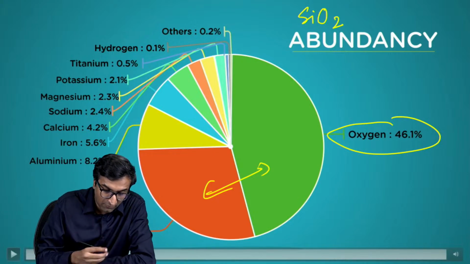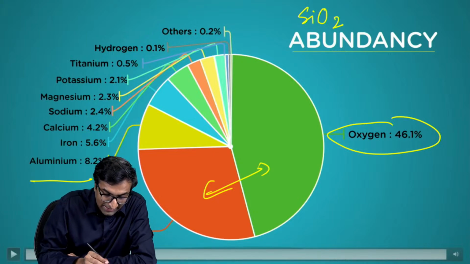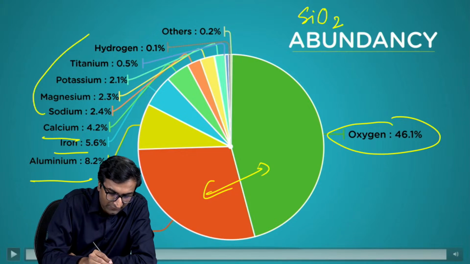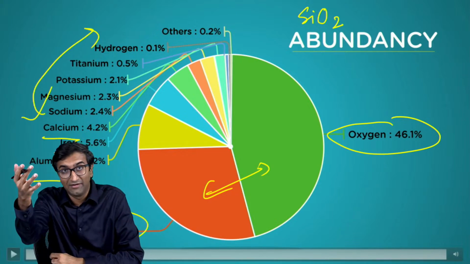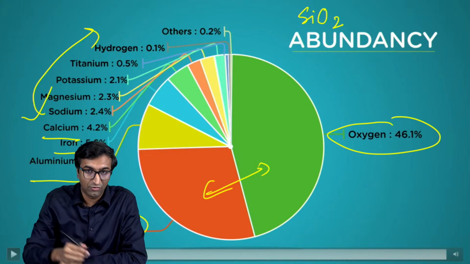Then उसके बाद, if you talk about metals, it looks like aluminium is pretty high, then iron, then calcium. उसके बाद then a lot of other things are there. Since we are talking about metallurgy, हमारा focus has to be how to get metals out. We're going to look at this.